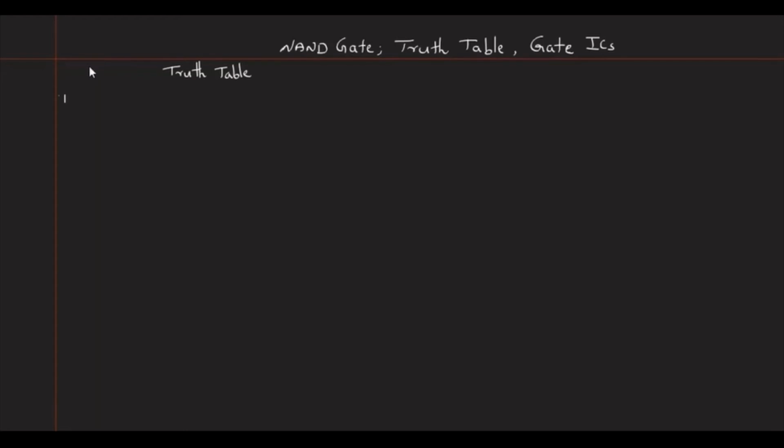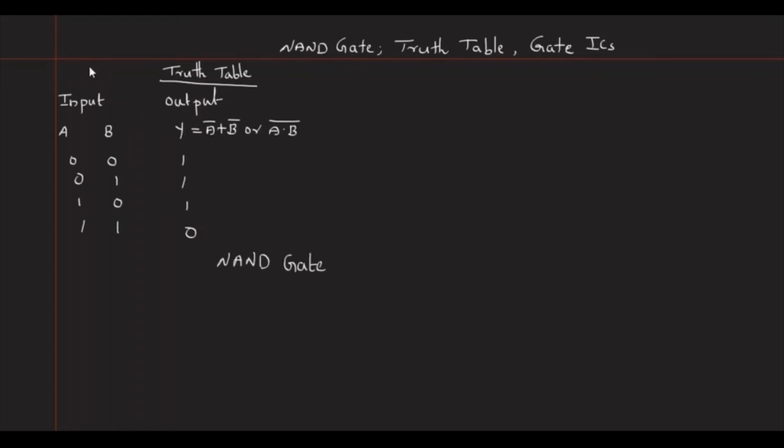Now let us see the truth table of NAND gate and some gate ICs. If we have 2 inputs A and B, the output is given by Y equal to A complement plus B complement or A dot B whole complement. If both inputs are 0, the output is 1. If one input is 0, the other is 1, then again the output is 1. If both inputs are 1, then the output is 0.